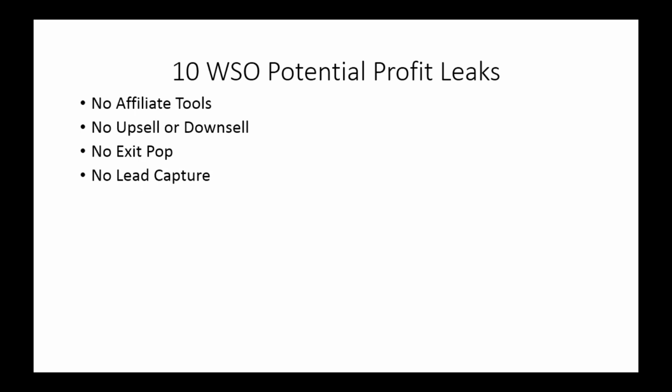You don't know where the traffic is coming from. In some cases, JVZoo actually has a system that they call Product of the Day, as does Warrior Plus, and you can end up getting traffic that is not from your list. That traffic is going to be coming from someplace else. You want to make sure you're capturing the lead if they come to your page.